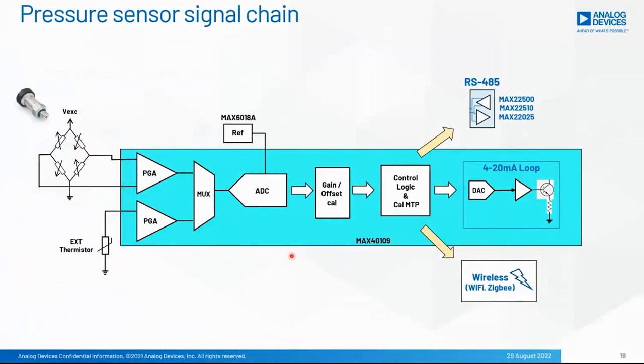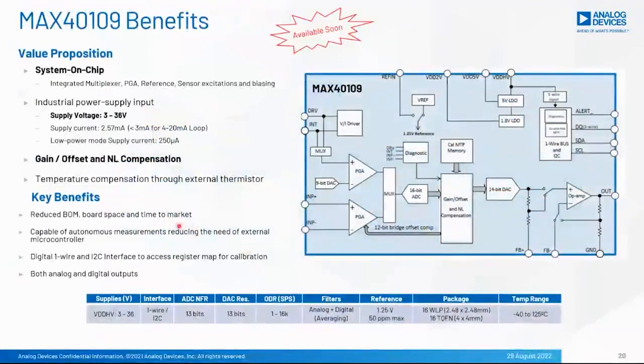MAX40109 can eliminate the need of an MCU if 4-20 milliamp output is desired, as the built-in control logic can read the data from ADC and translate it into current output using DAC and the op-amp based driver. It is integrated with a low noise PGA and a 16-bit ADC for the sensor front end. MAX40109 is a highly integrated solution for pressure sensors. It is an ideal design for current output used in industrial applications such as 4-20 milliamp loop transmitters.